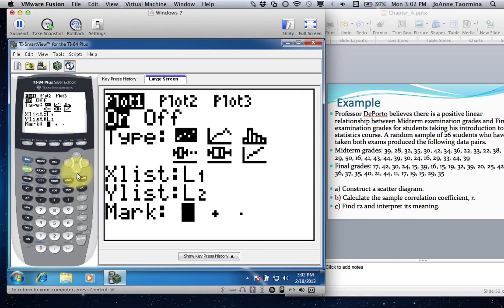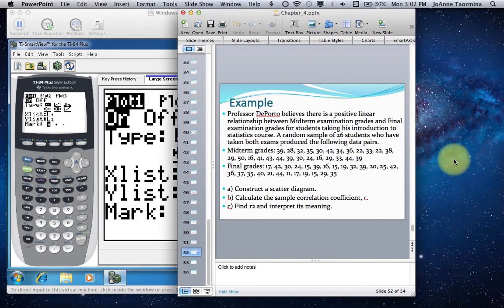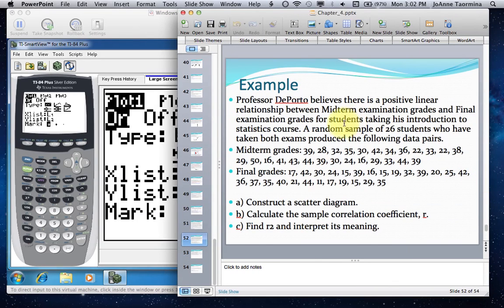Let's talk about why the midterm is X and the final is Y. Going back to the example and reading what this is all about, Professor DePorto believes that there's a positive relationship between midterm exam grades and final exam grades. He wants to check whether what the student gets on the midterm has any influence on what the student gets on the final. Is there a correlation there?